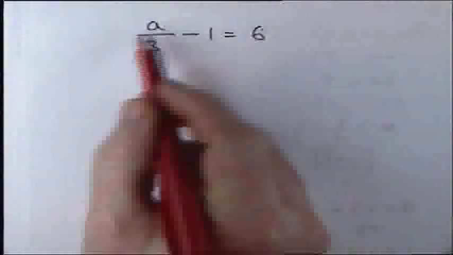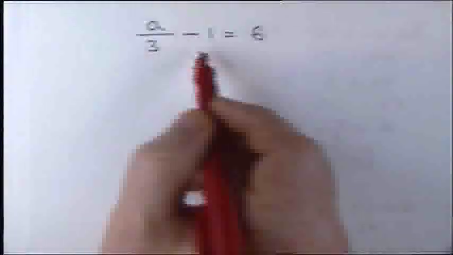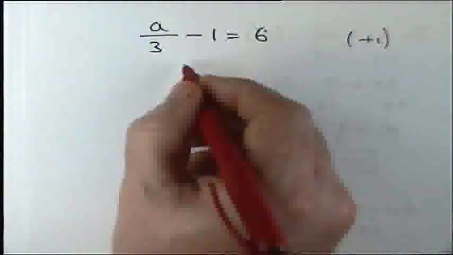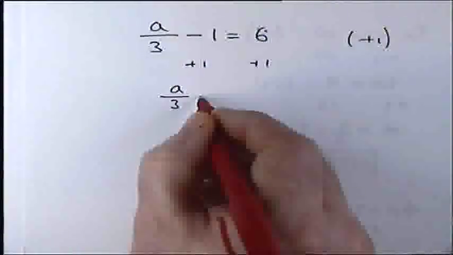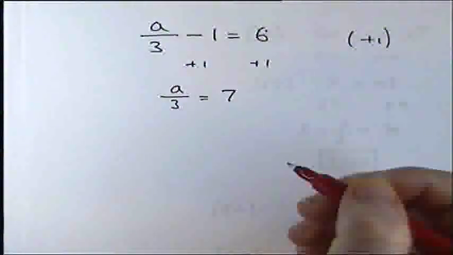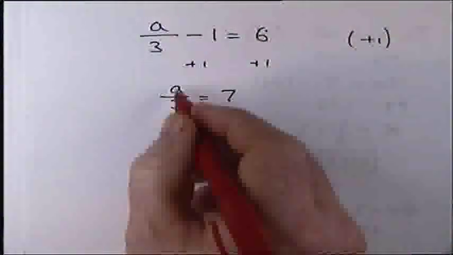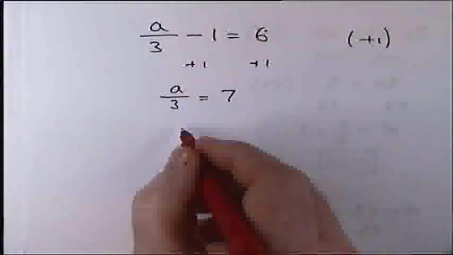So first of all, don't worry about this being a fraction here. We want to get rid of this take away 1 to begin with. So we're going to add 1 to both sides. We get a over 3 is equal to 7. And now what is the opposite to dividing by 3?